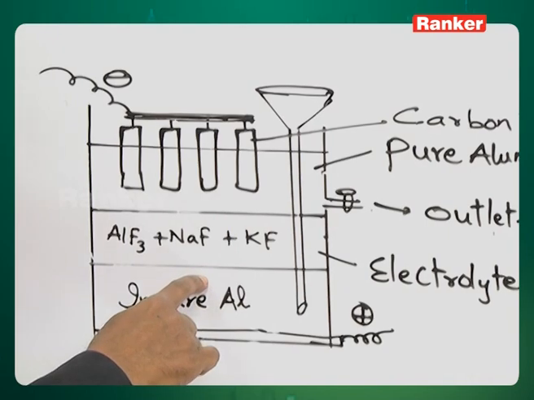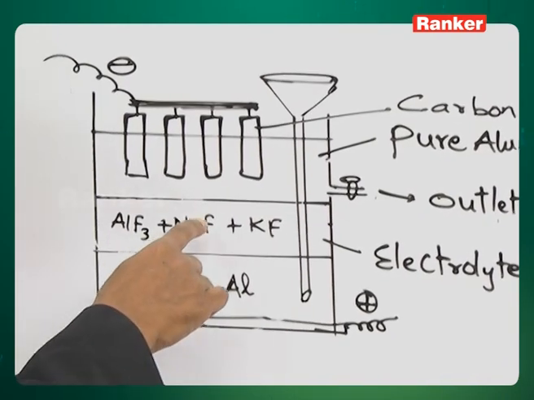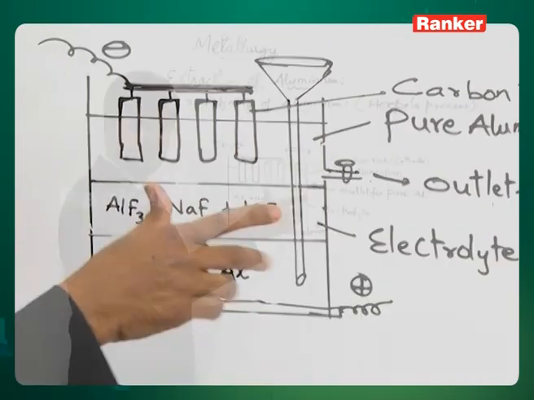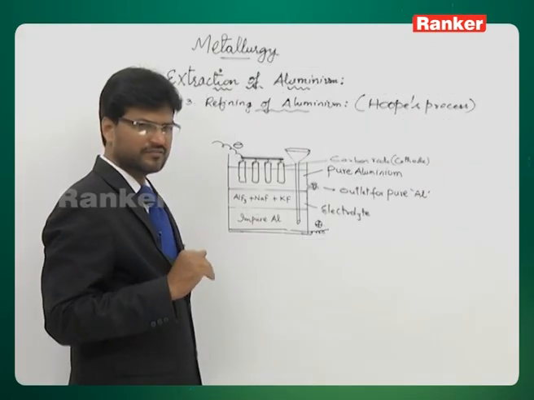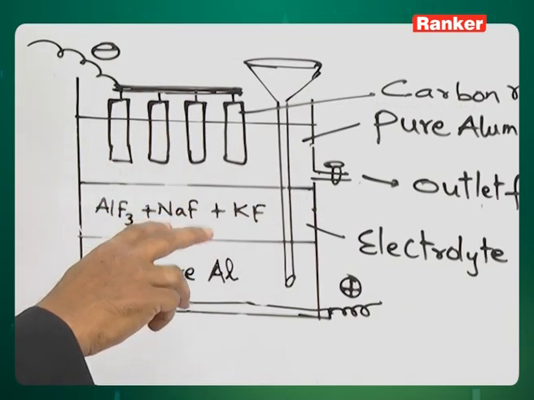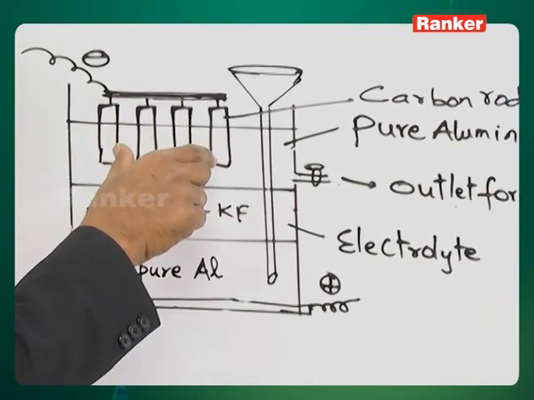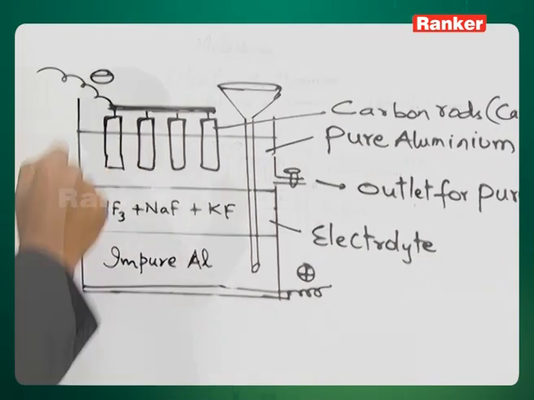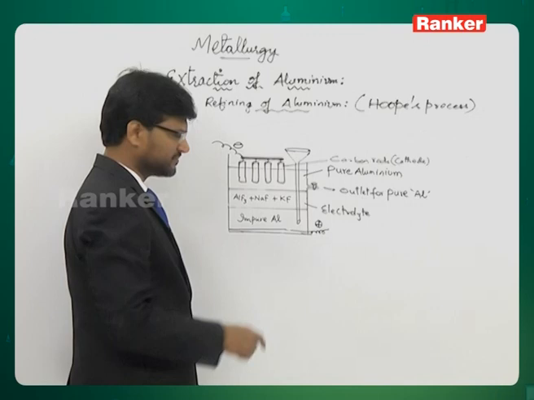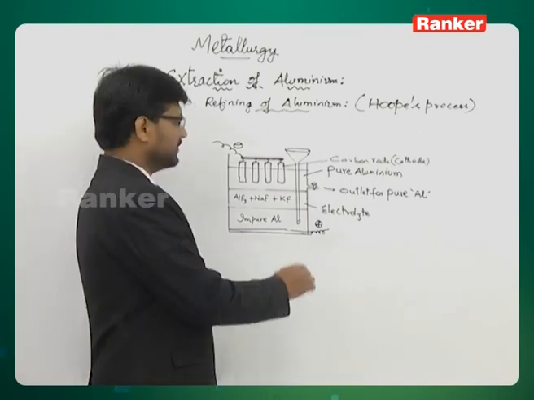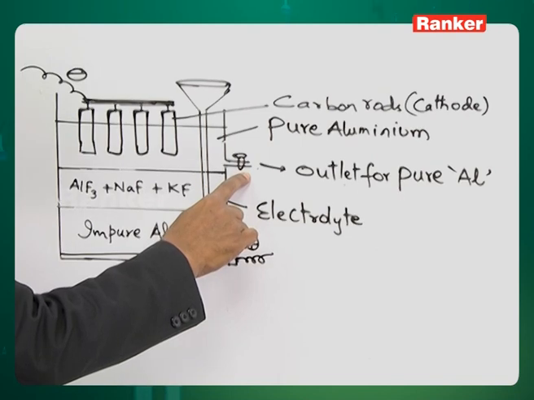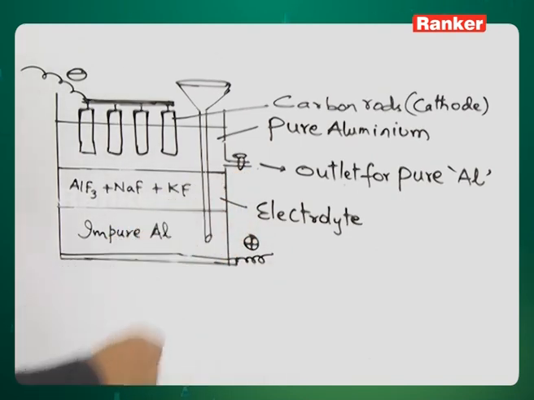The bottom layer is impure aluminium. The middle layer consists of electrolyte. This is cryolite, and potassium fluoride is also added to maintain the specific gravity. And then this is a layer of pure aluminium. Dipping in this layer we have carbon rods which act as cathode, and the impure aluminium carbon rod is present which acts as anode.